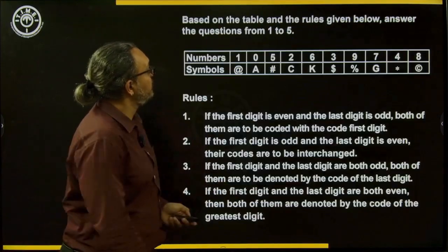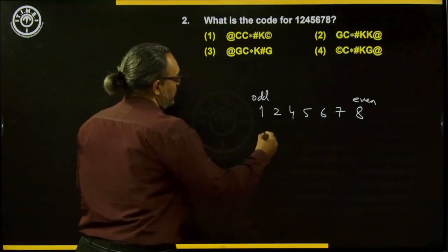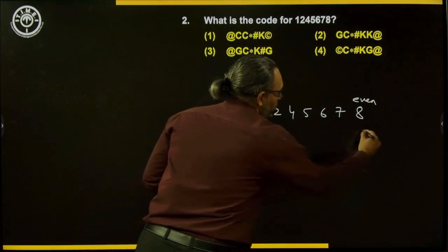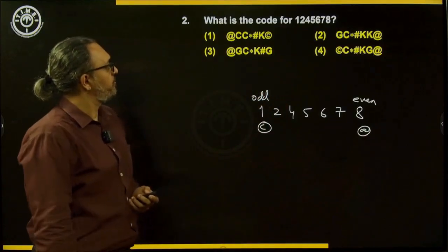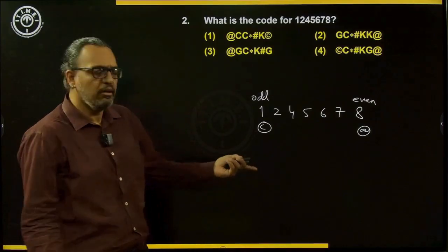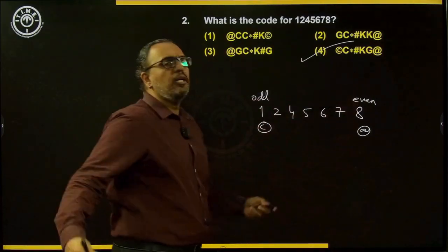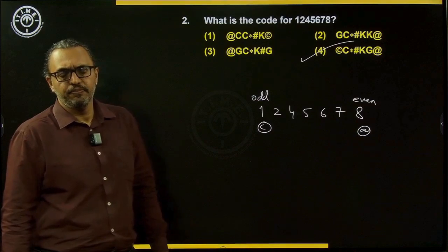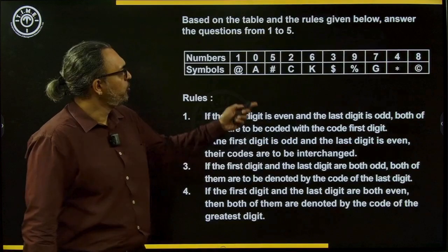So 1 and 8: 1 is @, 8 is copyright. So you interchange: copyright first, @ last. Now see how many options are matching. Only one option, option 4. Mark and move on. What about the others? You use the table, you get your answer.